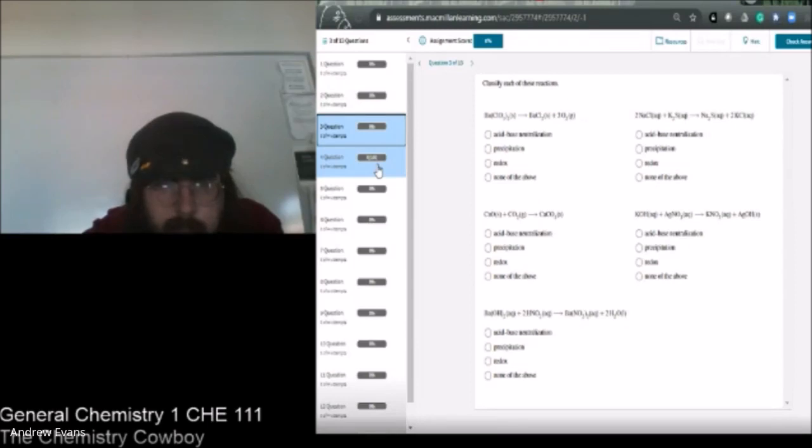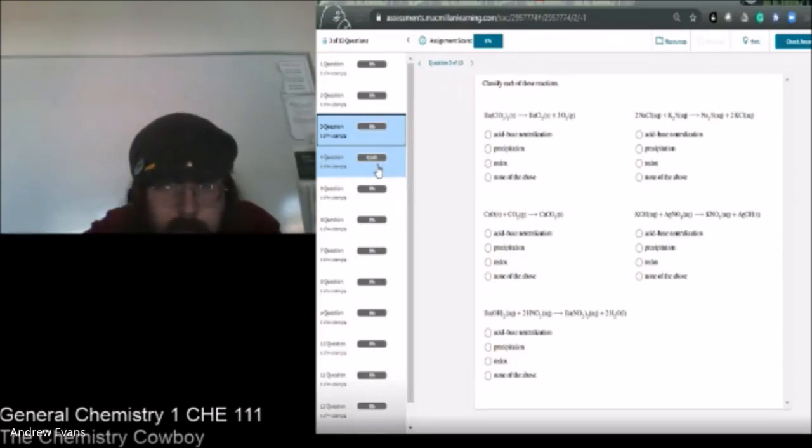Precipitation is solid formation out of two solutions. If there's no solid forming out of a solution, it is not precipitation. And finally, redox. Is there a change in oxidation number on any element? If there is a change, look for and identify the second element, and then it's a redox. If you cannot find the second element, you may be mistaken.